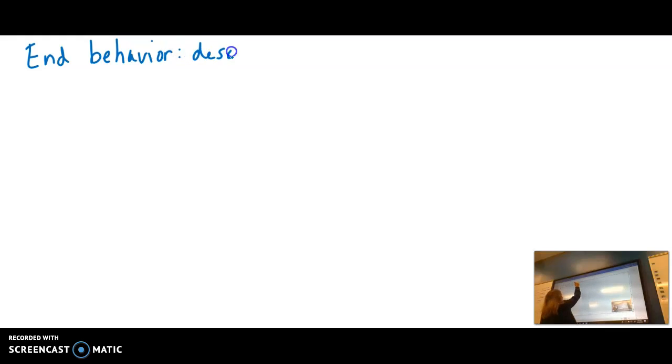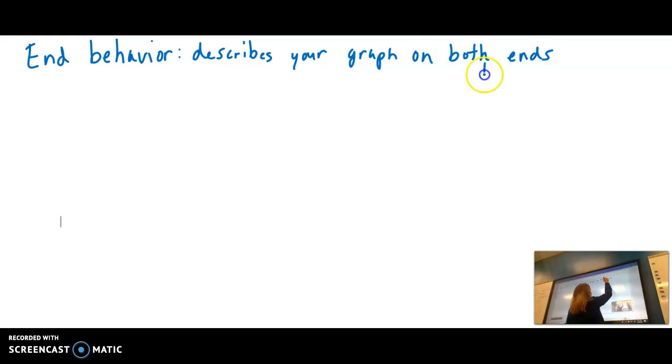It describes your graph on both ends. And again, there are two ends of a graph. There's a left end and then there's a right end. So what this is saying is that you're going to take a look at your graph, and depending on where it goes, if it looks like this, or this, or this, or this, you are going to describe what your hands are doing or what the arrows are doing.